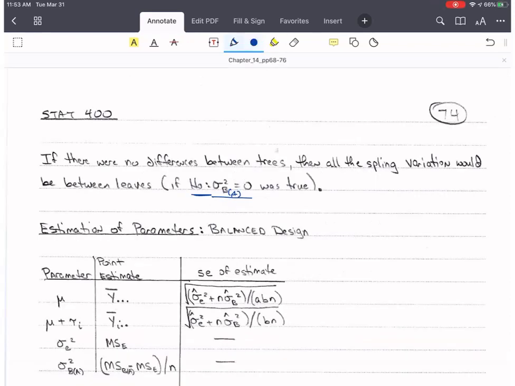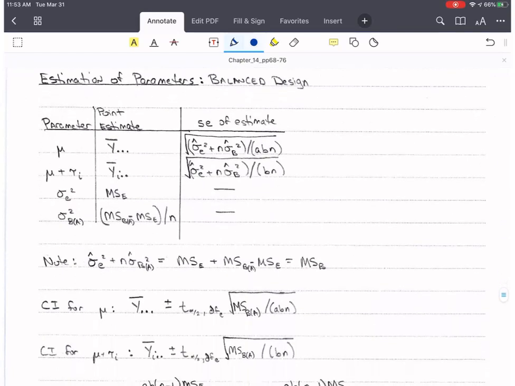We need to estimate our parameters so we can build confidence intervals. Here are our parameters: mu plus tau i, sigma e squared, and sigma b nested within a squared. And we've given the point estimates. For mu, of course, it's y dot dot dot bar, and this is unbiased. For mu plus tau i, it's y i dot dot bar, that's unbiased. Again, all of these are unbiased, so the point estimate for sigma e squared is MSE.